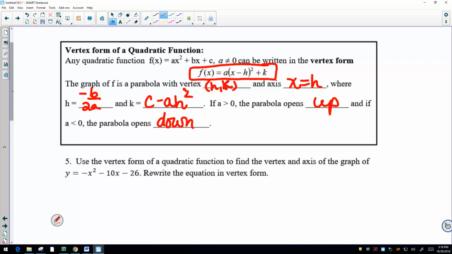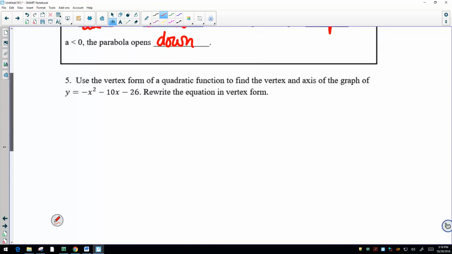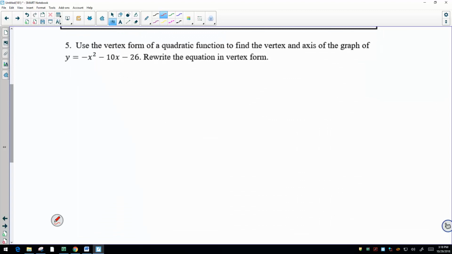Okay, so taking a look at number 5 then, applying that information, we are going to use the vertex form of a quadratic function to find the vertex and the axis. We have to put this function into vertex form. So in order to get it into vertex form, we need the h value, we need the k value. We already know a. A is negative 1. We could find our other terms as well. B is negative 10, C is negative 26.